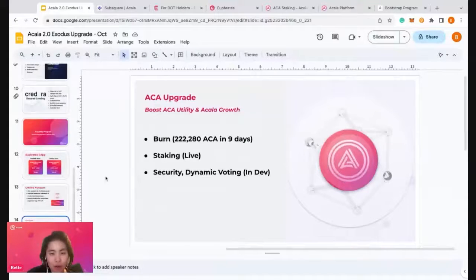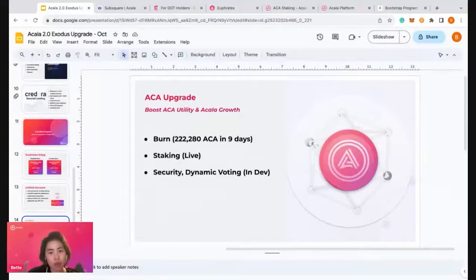So as I mentioned, the burn is probably not going to happen in 9 days. It's going to be like 6 or 7 days. You can look it up on the Polkadot.js Acala application treasury, and there's a date there to tell you how many are to be burned. And then again, just a reminder for Acala emission.